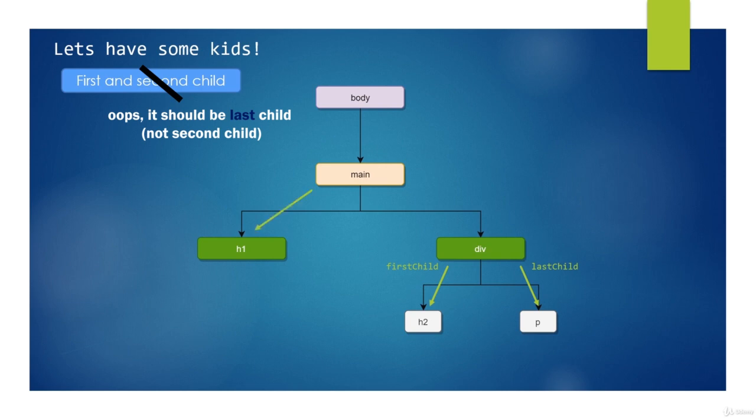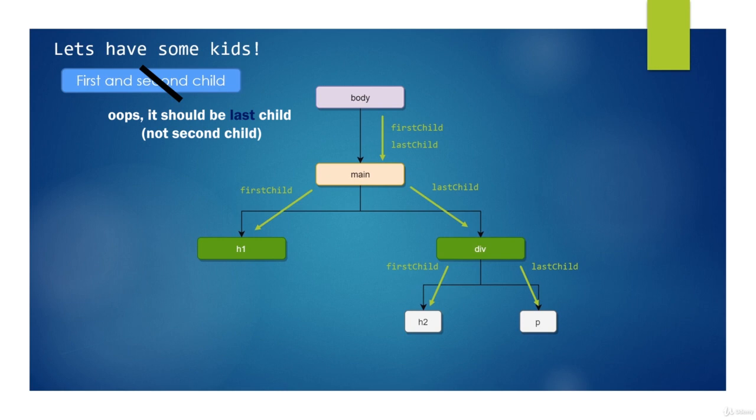Again, let's look at it from the main element's point of view. Its first child is the H1 tag, its last child is the div tag. But now what about this body element? Here we can see that the parent, this body, only has one child. Well, in this case, it's not that difficult. We can deduce that firstChild and lastChild will point to exactly the same element.